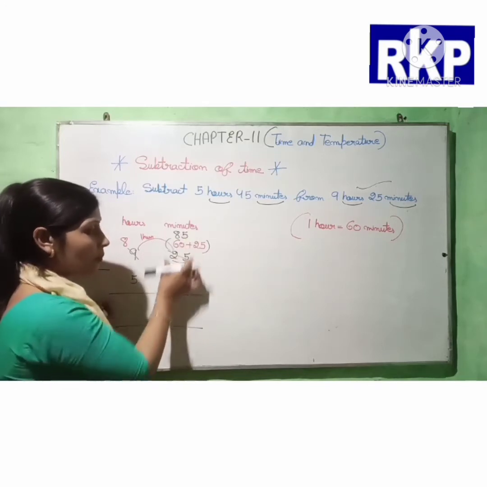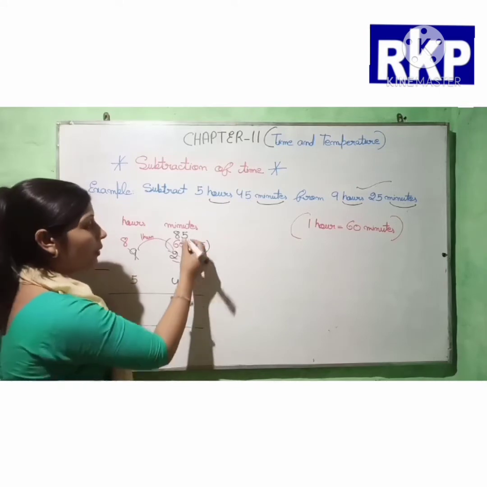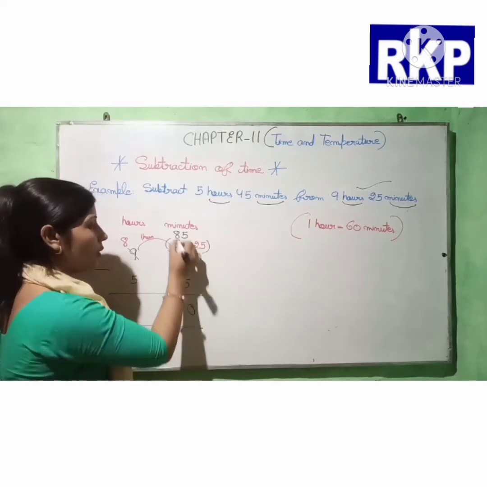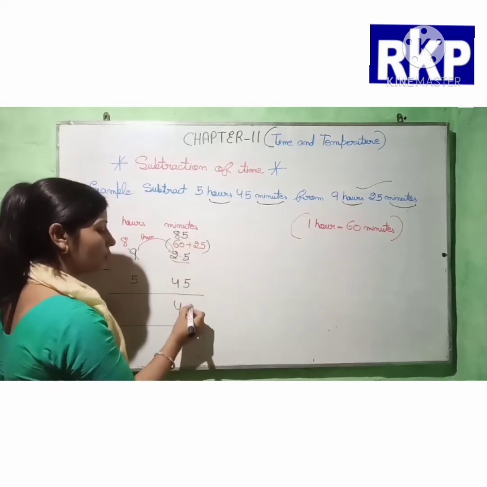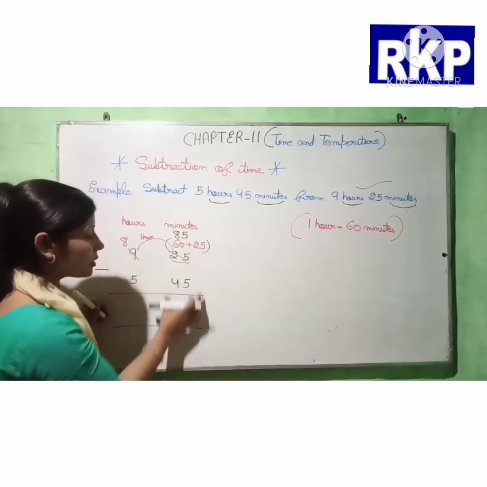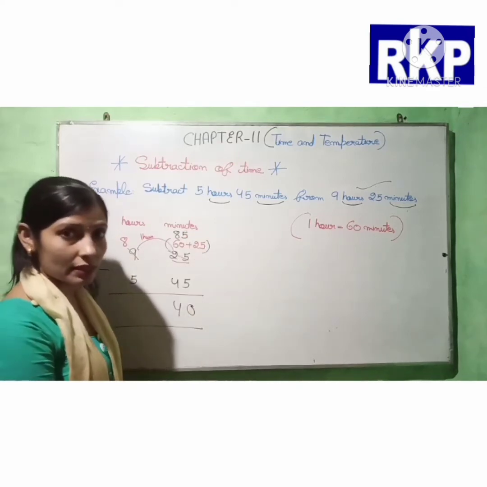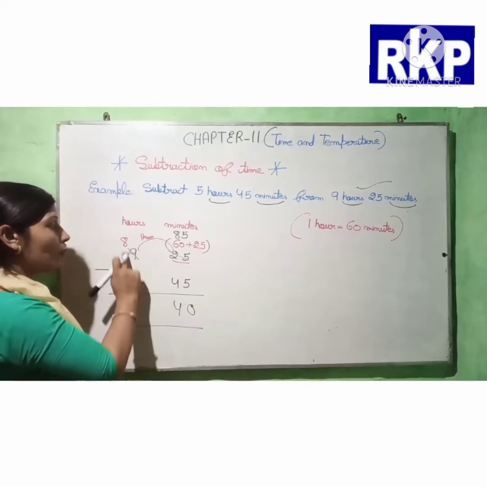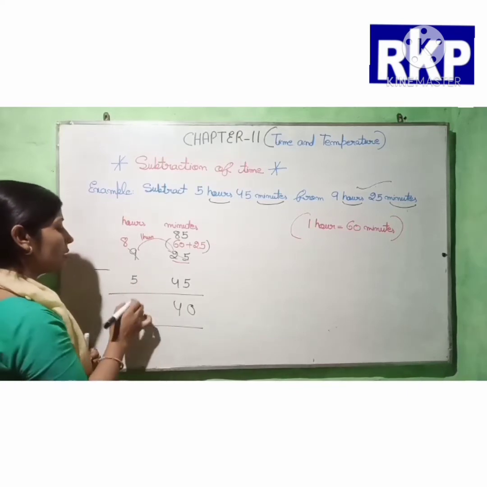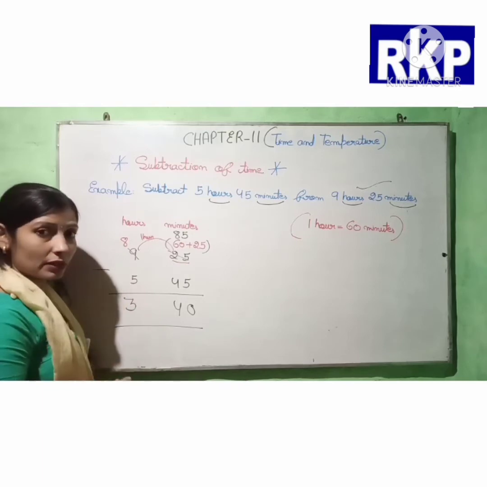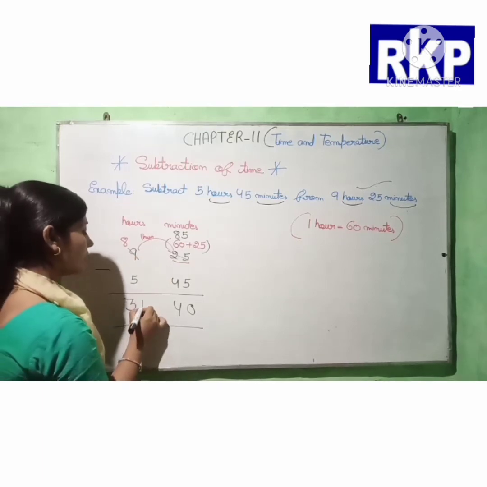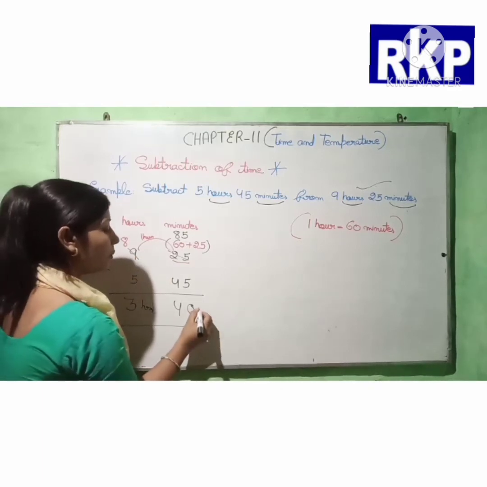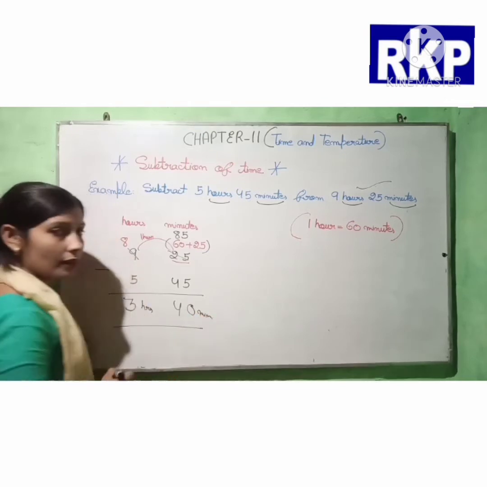Now we can subtract very easily. Okay, 5 minus 5, 0. 8 minus 4, 4. Okay, so in this column we get 40 minutes as answer. And now we have to subtract this 5 from 8. 8 minus 5 will be 3. So 3 hours and 40 minutes will be the answer.